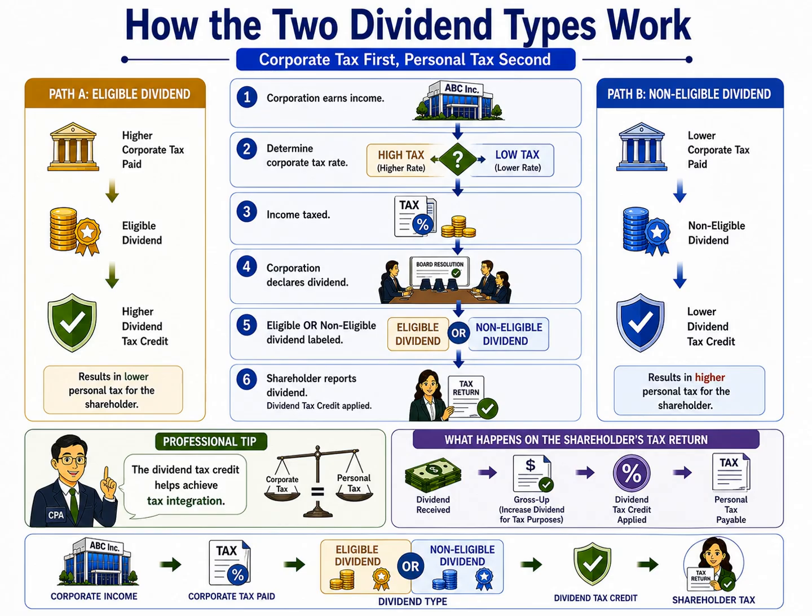personal taxation. It is important to remember that both eligible and non-eligible dividends are taxable. The difference is not whether tax is paid, but how much corporate tax has already been paid before the dividend reaches the shareholder. The dividend tax credit adjusts for that difference so that the overall tax burden is more balanced.